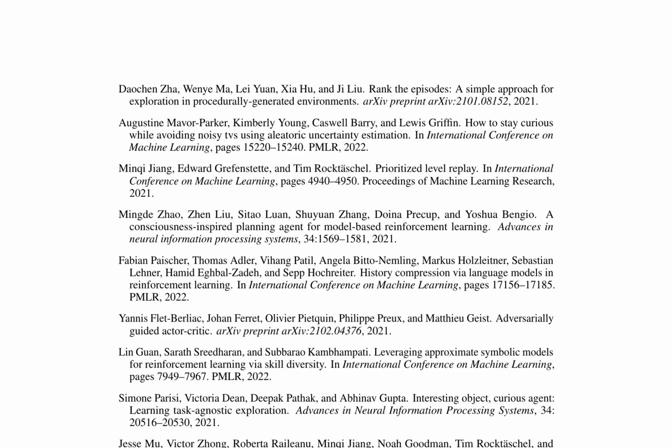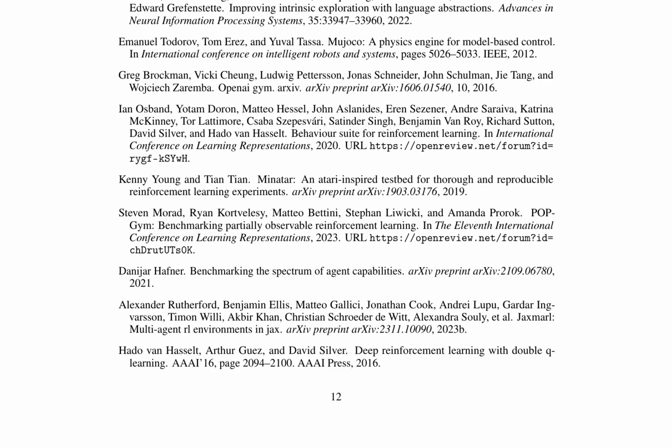Other papers have explored the use of approximate symbolic models, adversarial guidance, and language abstractions to improve reinforcement learning. The paper, Leveraging Approximate Symbolic Models for Reinforcement Learning via Skill Diversity, investigates the use of approximate symbolic models for skill diversity. Adversarially Guided Actor Critic proposes an adversarial approach for guiding actor-critic methods. Improving intrinsic exploration with language abstractions demonstrates the effectiveness of language abstractions for intrinsic exploration.